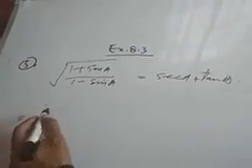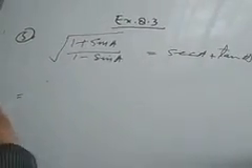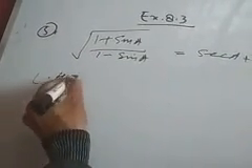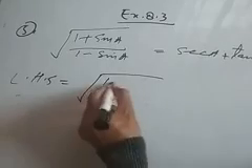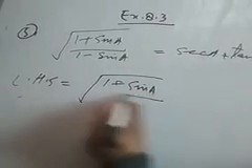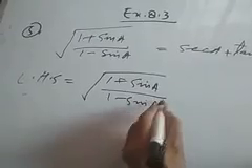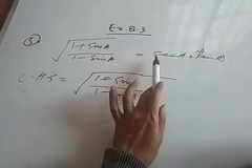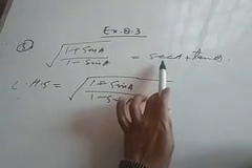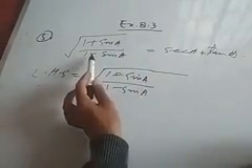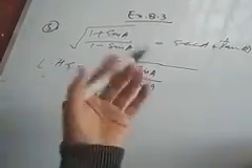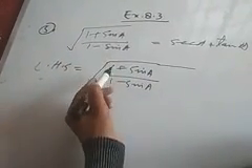You will do it like this. First of all, I will write the left hand side: under root 1 plus sin A divided by 1 minus sin A. If you look at this identity, the right hand side is free from square root, while the left hand side has a square root. That means we too have to get rid of this square root.